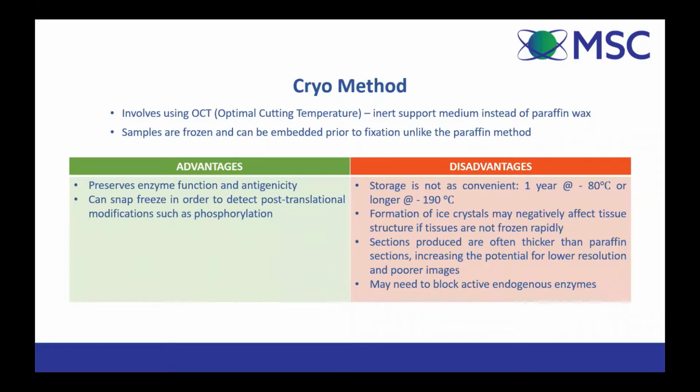Can have formation of ice crystals and may negatively affect your tissue structure if your tissues are not frozen rapidly. This is known as the Swiss cheese effect. I'm sure loads of you have heard of it before, but it's basically where ice crystals form and blast holes in your samples. The sections in cryo are also often thicker than paraffin sections. So this can have an impact, where you get lower resolution and poorer images.